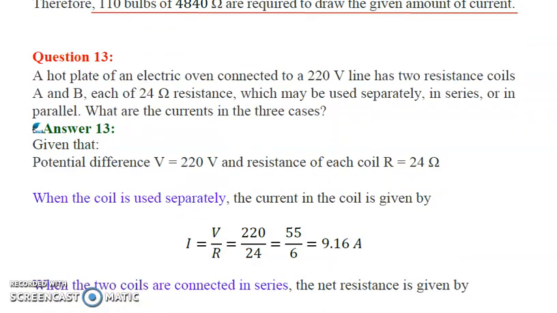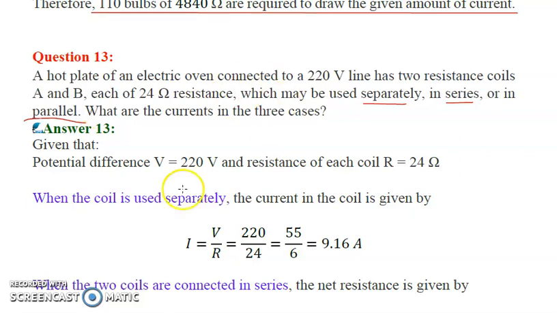It says a hot plate of an electric oven connected to a 220 volt line has two resistance coils A and B, each of 24 ohm resistance, which may be used separately, in series or in parallel. What is the current in the three cases? So what we have is two coils of 24 ohm resistance. हमने उसको तीन तरीके से यूज करना है. Method number 1 is they are to be used separately, method number 2 is they are to be used in series, and method number 3 is they are to be used in parallel. So we have to calculate the amount of current in all three cases.